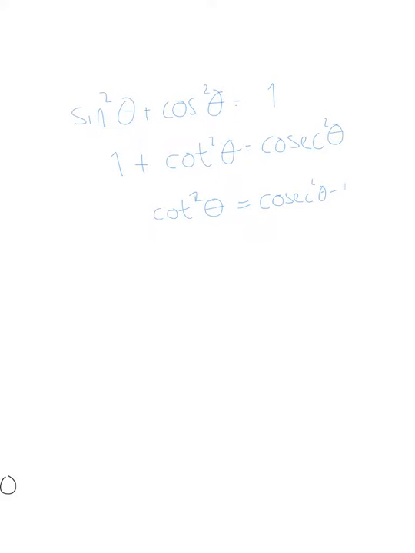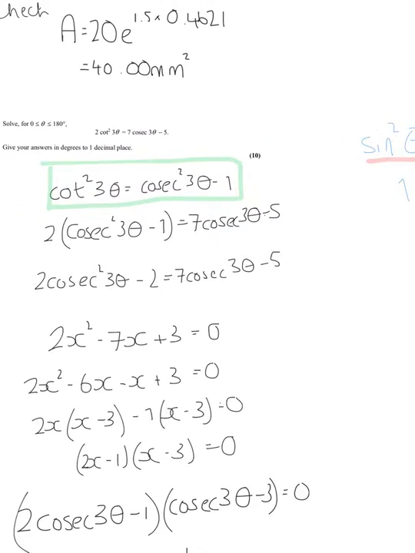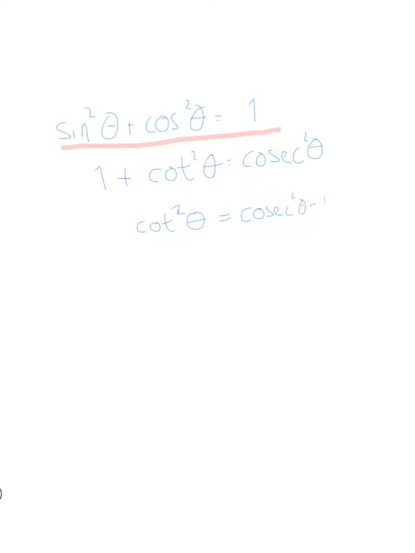So start with this thing that we know. You can all remember this, I'm sure, that sine squared theta plus cos squared theta is equal to 1. And in our question we've got cot squared thetas and cosec squared thetas. So let's think, what have we got to divide everything by that we're going to get an expression involving cot squared thetas and cosec squared thetas?